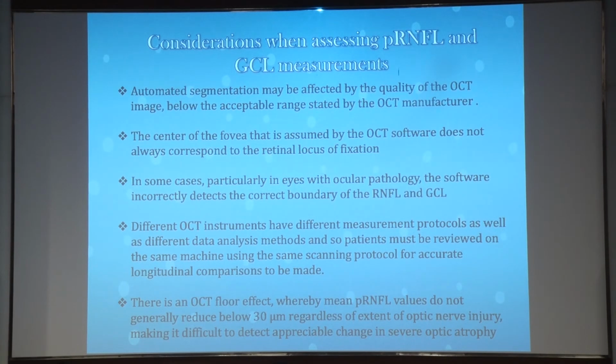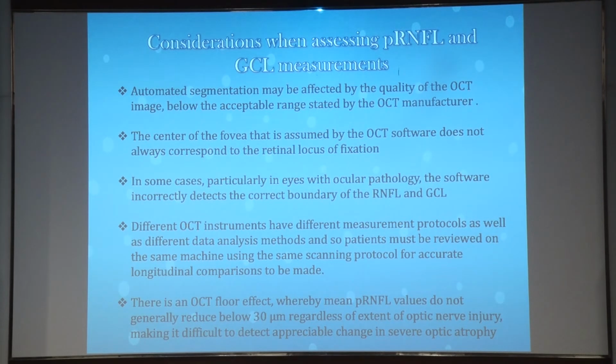So what should be the considerations when we are assessing RNFL and GCL measurements? First thing is that it is automated software, which may be affected by the quality of the OCT image. If the image is below the acceptable range, then we may have issues in our analysis. The center of the fovea that is assumed by the software does not always correspond to the retinal locus of fixation. In some cases, in eyes with ocular pathology, the software incorrectly detects the boundary of RNFL and GCL.